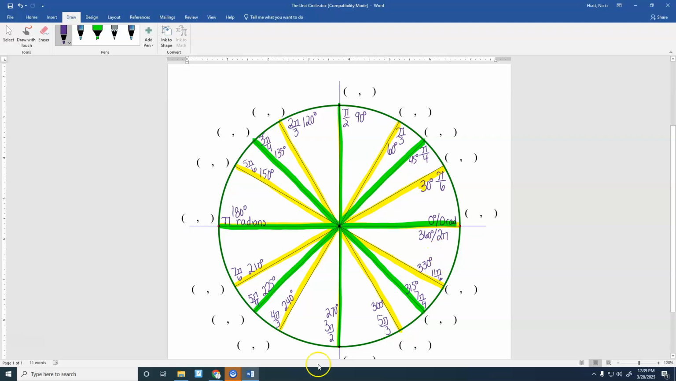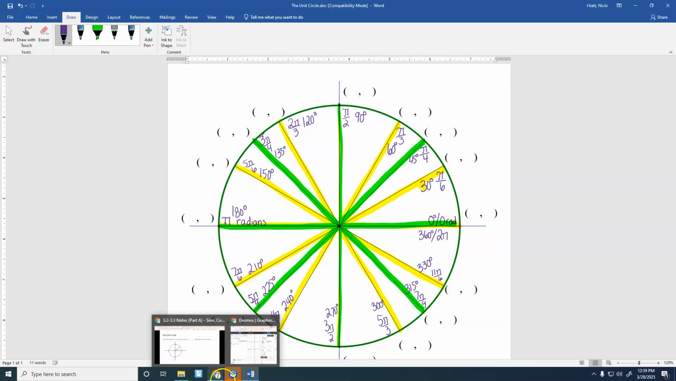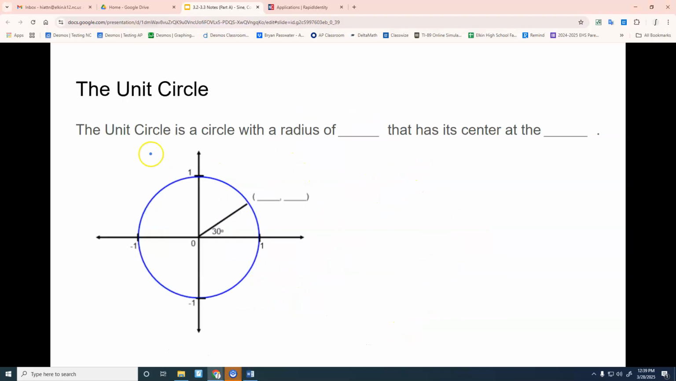So here's all of our inside. Right, we've got all of it. So those are our angles. Let's look at coming up with those coordinates on the outside. So first of all, the first thing I want you to do doesn't even have to do with this first part of the slide. The unit circle is a circle with a radius of 1. That should be a 1 right there. It doesn't let me erase and it's acting crazy today. 1. That has its center at the origin.